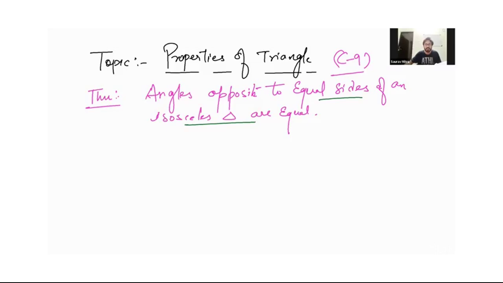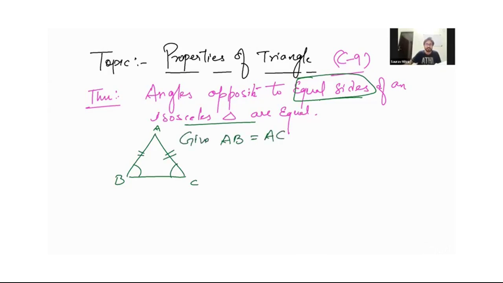So if an isosceles triangle is given, let us say this is A, this is B and this is C. You have angle B and angle C, angles opposite to equal sides. So the first statement is that equal sides are given. Here it is mentioned that AB is equal to AC.